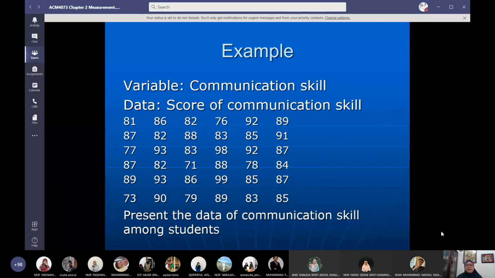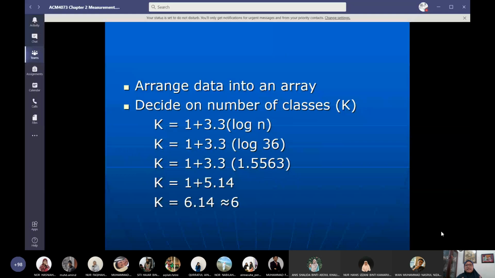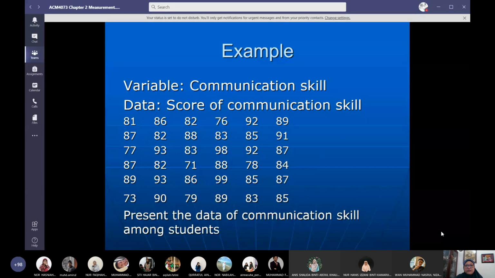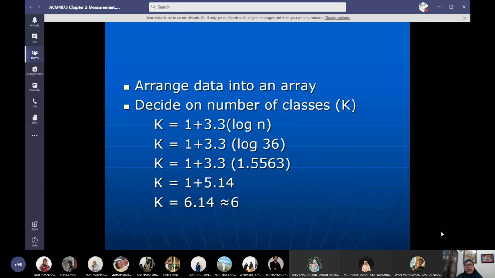Now, we decide the number of classes. How? K is the number of classes: K = 1 + 3.3 × log n. What do we mean by log n? N refers to how many scores we have here. 36. So 1 plus 3.3 times, in brackets, log n.